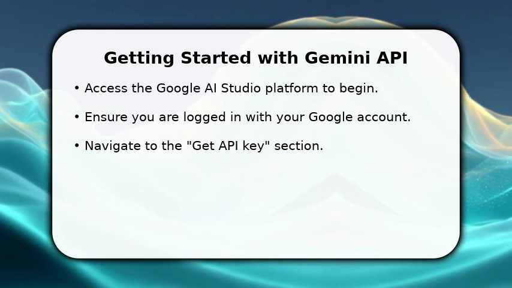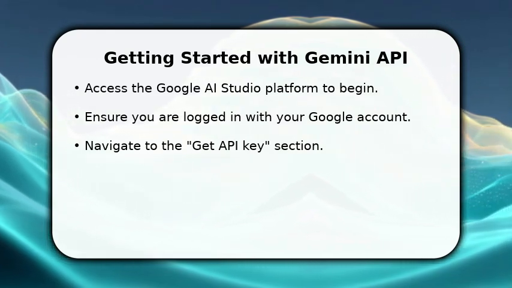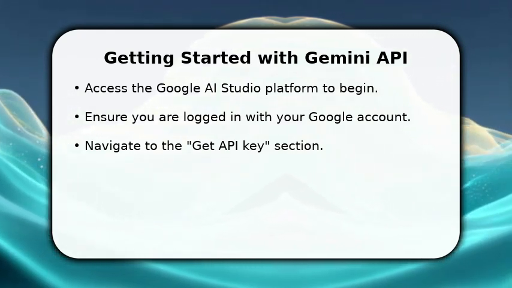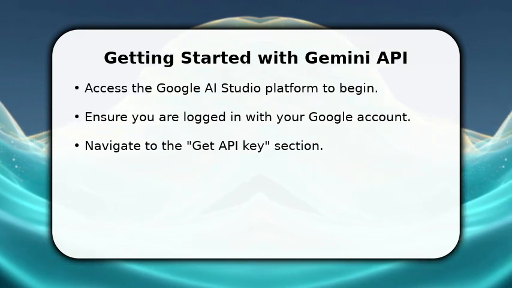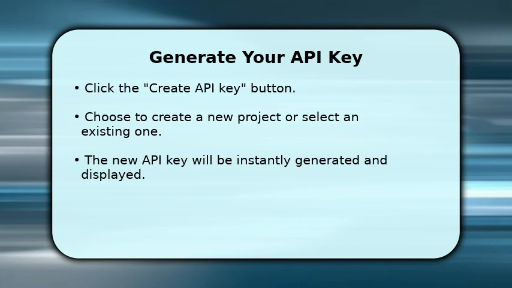Once there, look for the Get API Key option in the left-hand navigation menu. This is your starting point for generating a new key, which is essential for using the Gemini API in your projects. After clicking Get API Key, you'll see a button labeled Create API Key in New Project or similar.